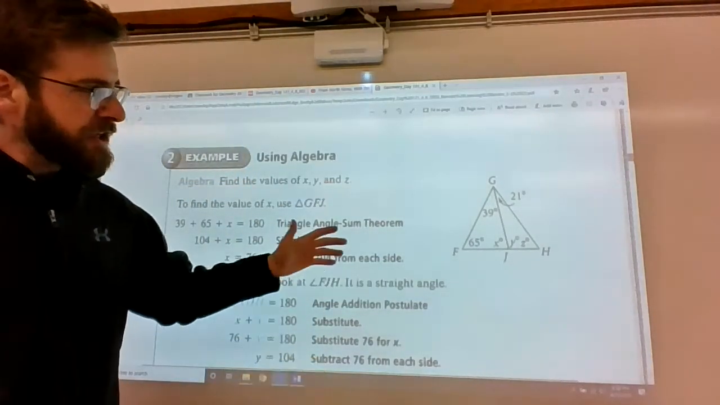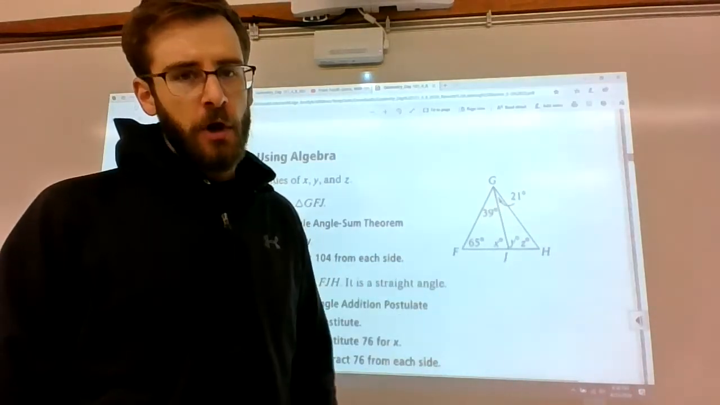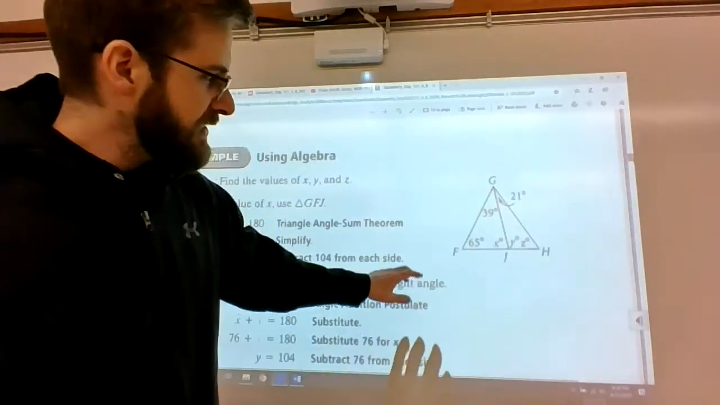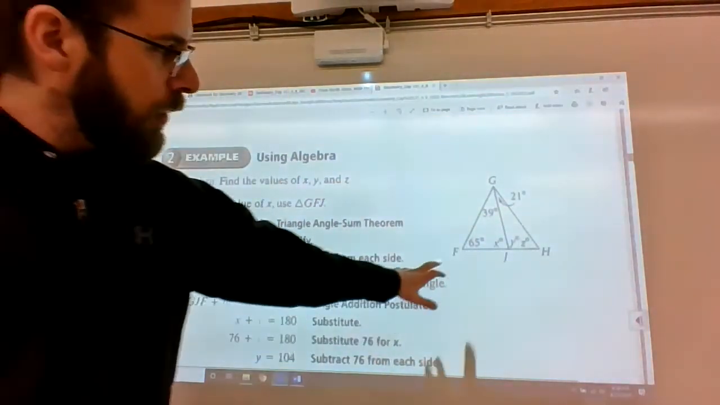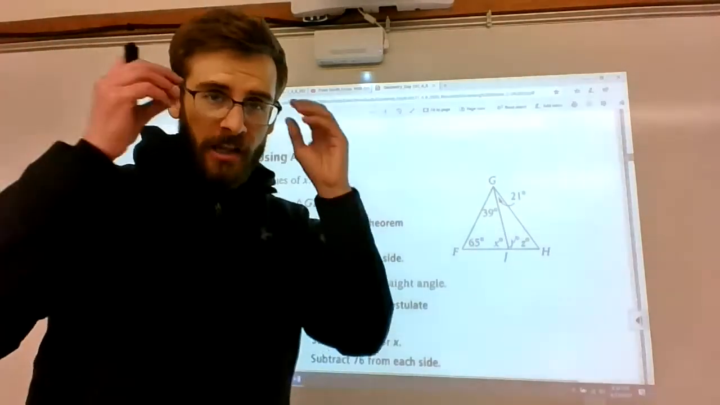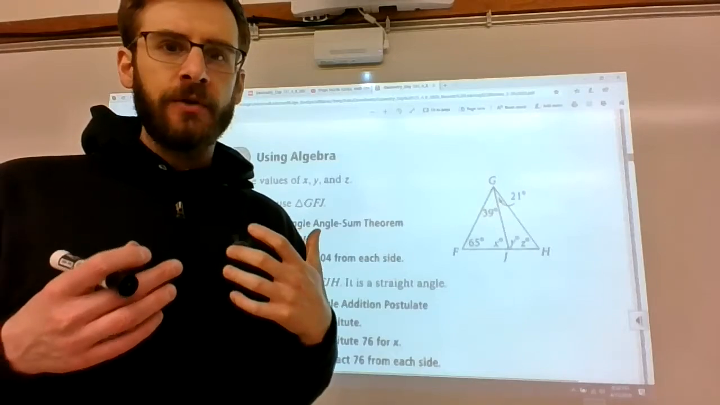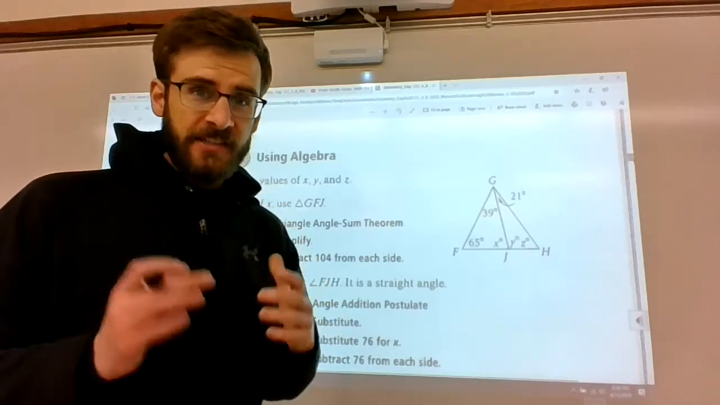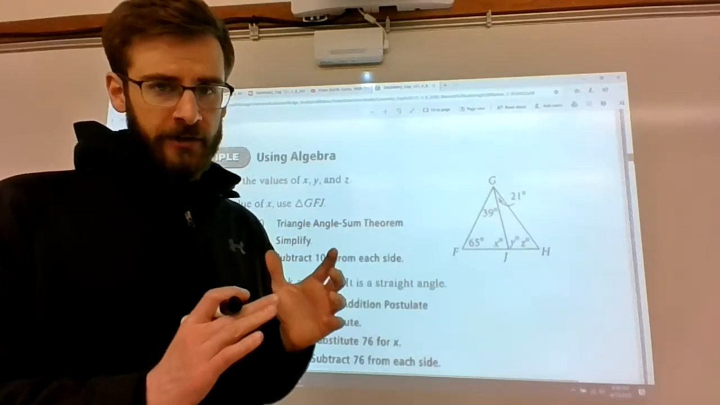So this is a basic problem that has a large triangle split into two smaller triangles. And they're basically saying we've got some degree measures, but we need to find out what x, y, and z are. So really all it's asking you to do is apply the triangle sum theorem, which basically says that all the angles in a triangle have to add up to 180 degrees.